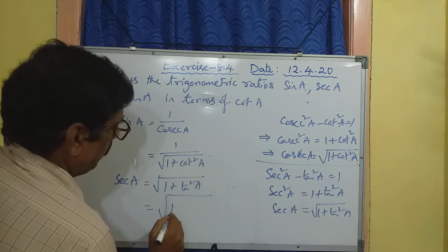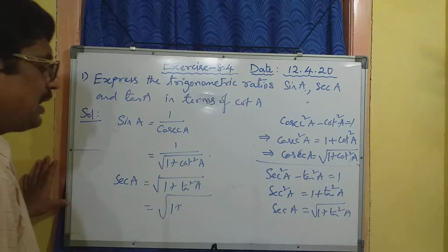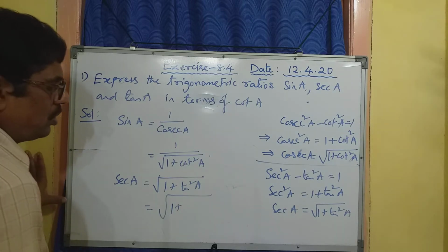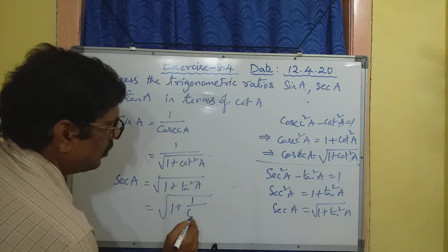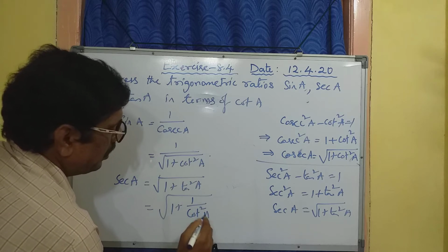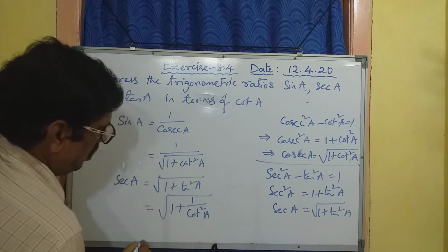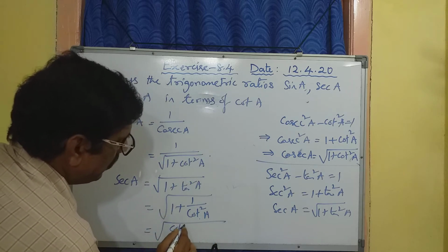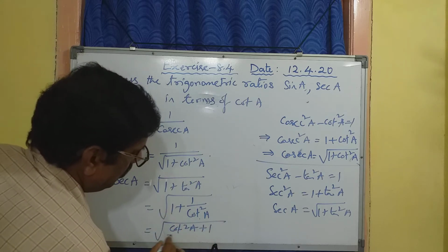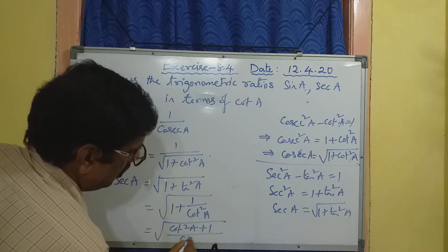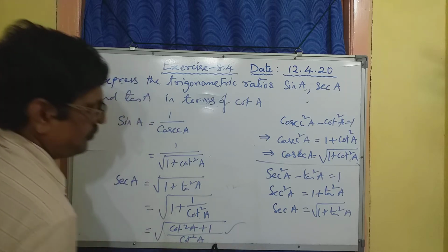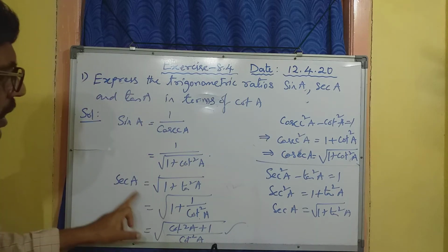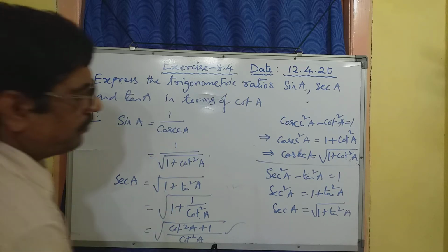Now root over 1 plus, what is tan? Tan is the reciprocal of cot. So tan square A can be written as 1 by cot square A, so we get root over 1 plus 1 by cot square A. Now this is equal to square root of cot square A into 1, cot square A plus 1, by cot square A. This is the value of secant A in terms of cot A.